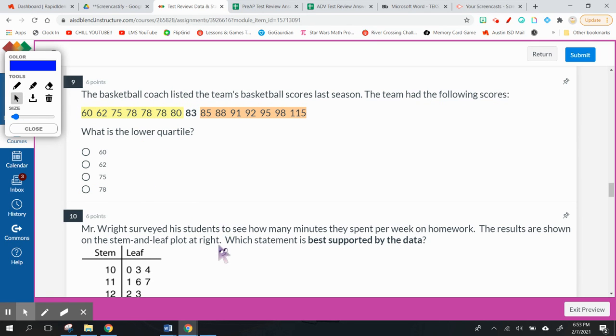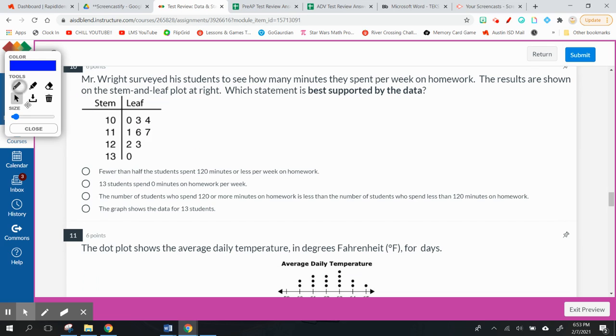All right, let's take a peek at question 10. Mr. Wright surveyed his students to see how many minutes they spent per week on homework. The results are shown on the stem and leaf plot on the right. Which statement is best supported? Ooh, that means we want something that is true. Okay. So let's just take a peek and remind ourselves how to read this, right? We combine them, our 10s and our 1s. So this would be like 100, 103 minutes, 104 minutes, and so on. All right, so now that we have that understanding, let's see what we can figure out.